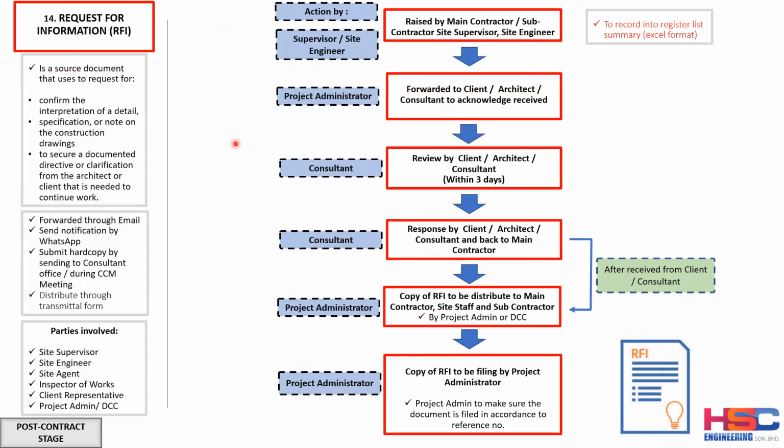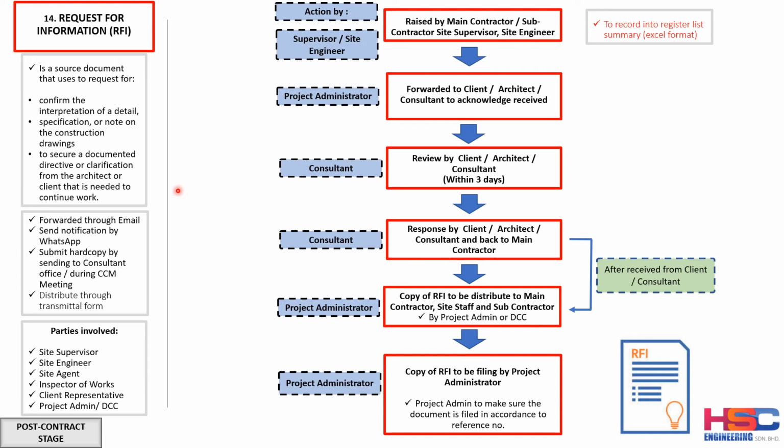Next is the request for information. It's a source document that we can use if we need more information for the interpretation of a detail or the specification, or whatever we don't understand, or we need further information in the construction drawing. We can issue a request for information to secure a documented directive or clarification from the architect or client that is needed to continue work. We want to make sure that we understand things properly. We do not want to make any mistake or misinterpretation of the drawing.